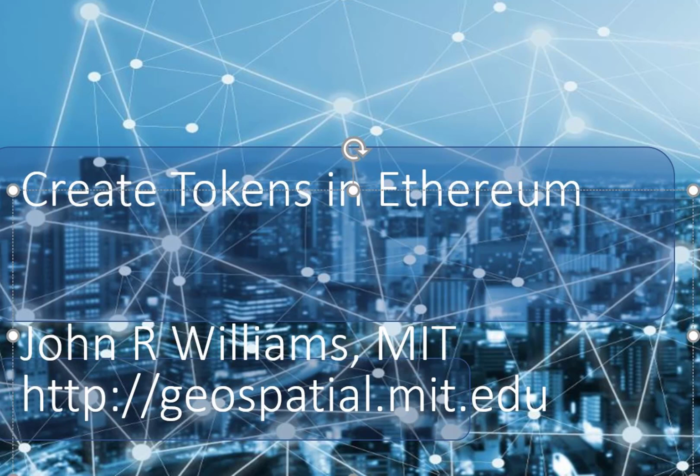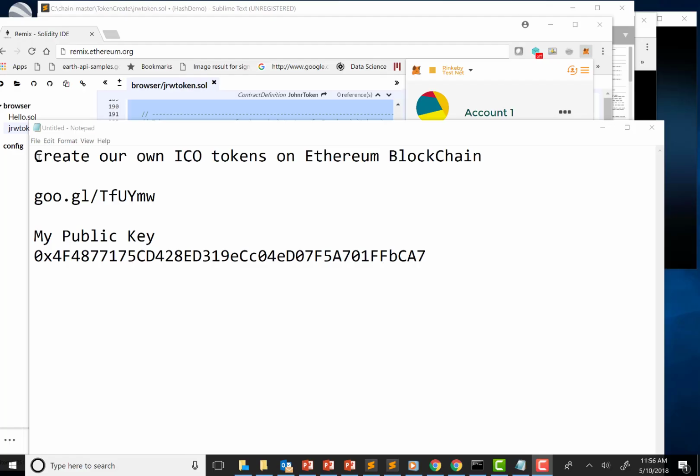Hi, it's John Williams here at MIT, and today we're going to create our own tokens in Ethereum. So this is what companies do when they're doing an initial coin offering. We're going to create 1 million tokens and then we'll be able to issue them.